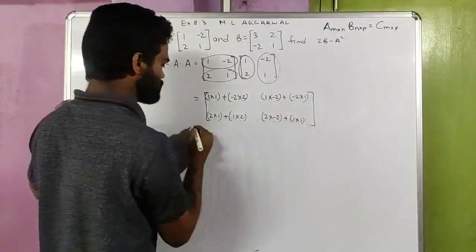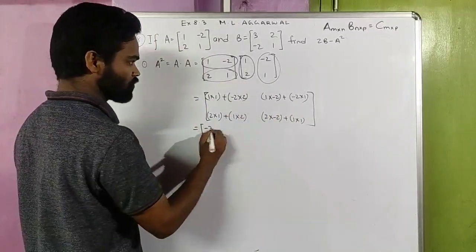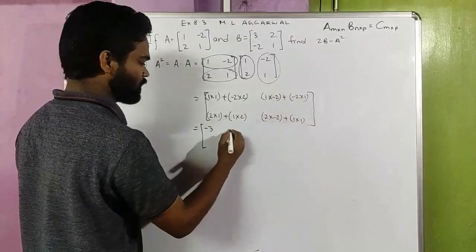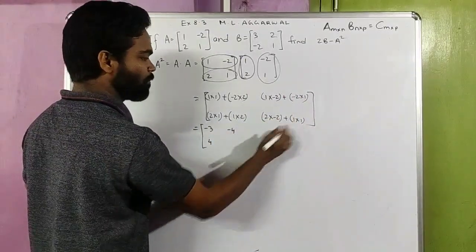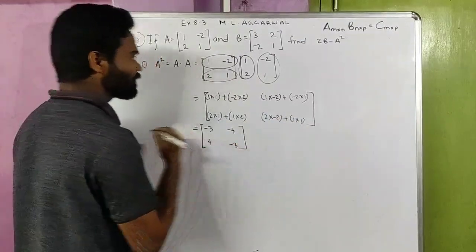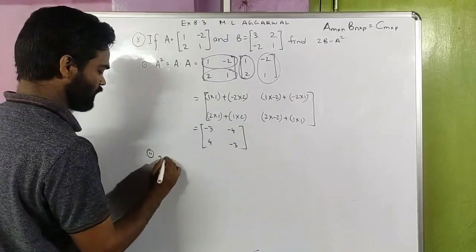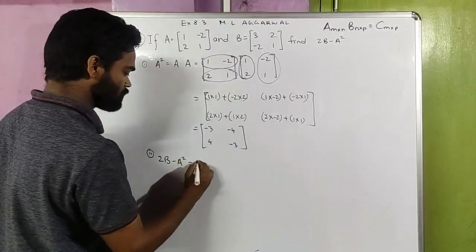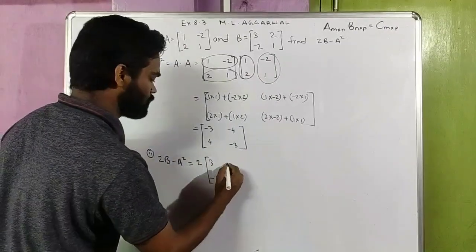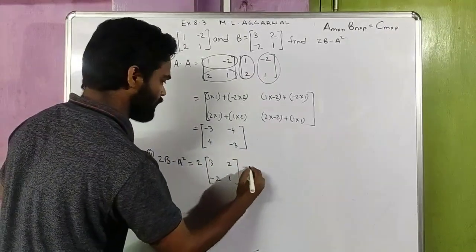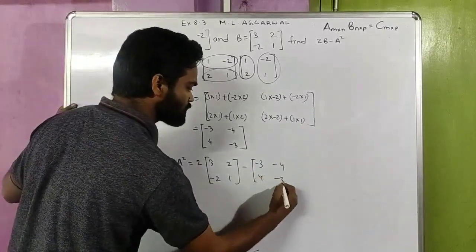Now we'll simplify this. So this is 1 minus 4, that's minus 3. That's minus 2 minus 2, that's minus 4. That's 2 plus 2, 4. And that's minus 4 plus 1, that's minus 3. So you got A square. Now we'll find this. Look, they have told us to find 2B minus A square. So twice B is what? 3 minus 2, 2, 1, minus A square. A square is minus 3, 4, minus 4, minus 3.